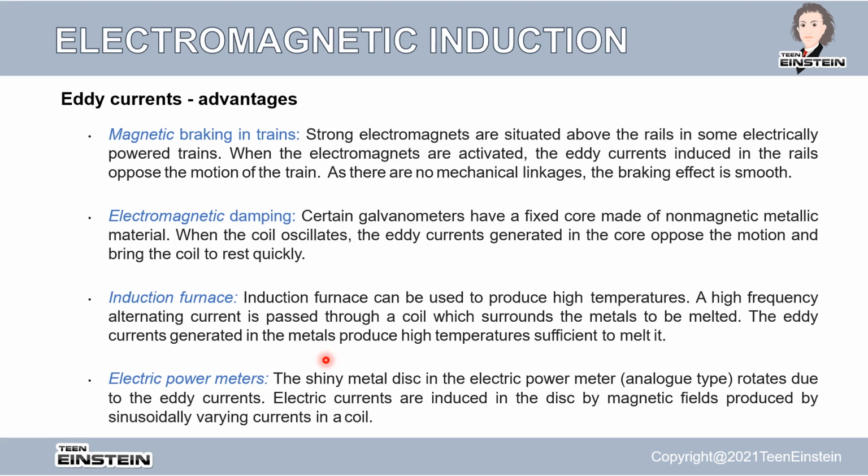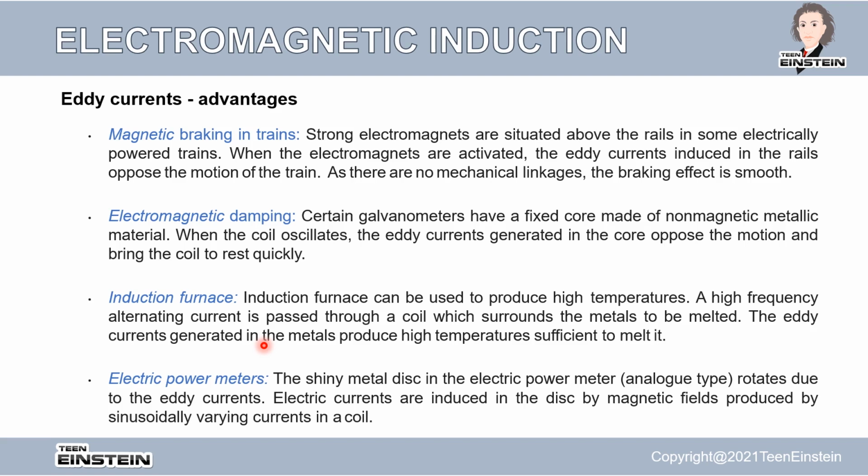Induction furnace. An induction furnace can be used to produce high temperatures. So see, we talked about the dissipation of energy. What if we have an apparatus which needs dissipation of energy as heat, because we want to heat some objects? Like for example, we have electric heaters at home which use the same principle, like joule heating. But if we want to go to a very high temperature, we can use an induction furnace, where a high frequency alternating current is passed through a coil which surrounds the metals to be melted. The eddy currents generated in the metals produce high temperatures sufficient to melt it.